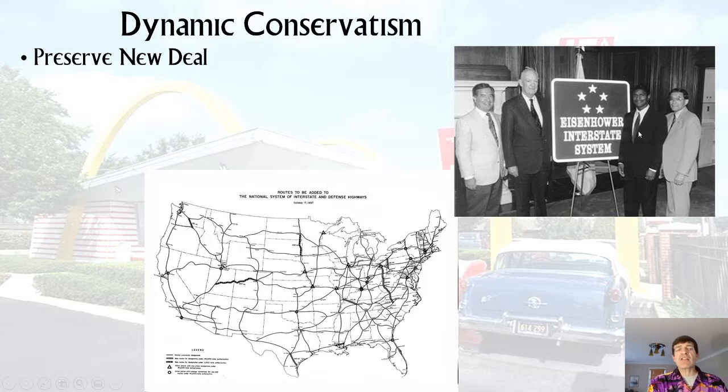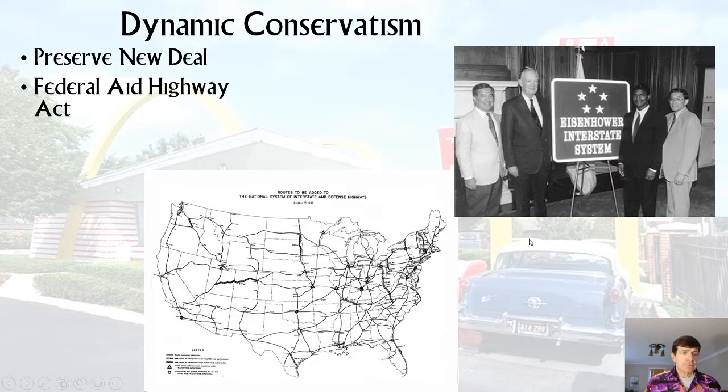Preserve the New Deal. That's why conservative Republicans were actually furious about this. And one of the biggest examples of basically liberal New Deal thinking was the Federal Aid Highway Act, which created the interstate highway system, and that's where you get what's called the Eisenhower interstate system. And this was a very liberal program.